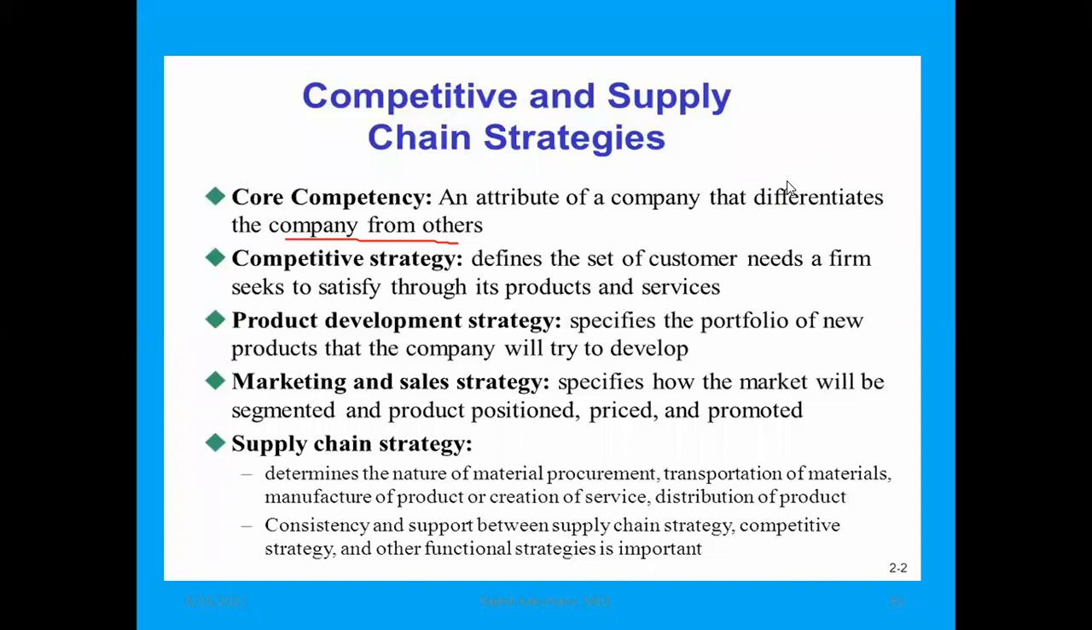Consistency and support between the supply chain strategy, competitive strategy, and other functional strategies is also important. So there should be some consistency, right? Some balance, some constant information, support between the supply chain strategy and the competitive strategy in order to fulfill the needs of both the supply chain as well as the competitive strategy.